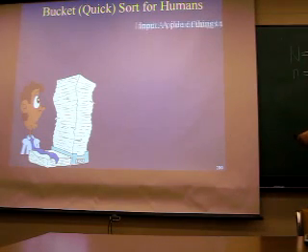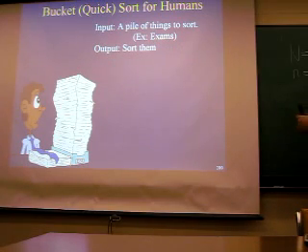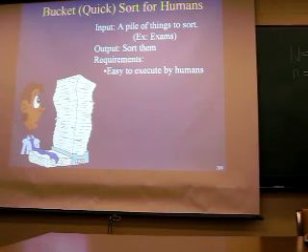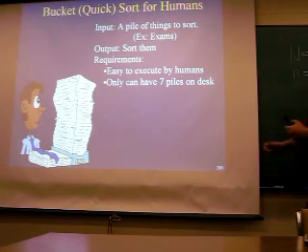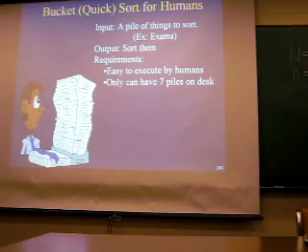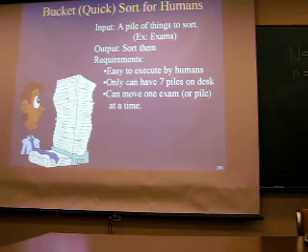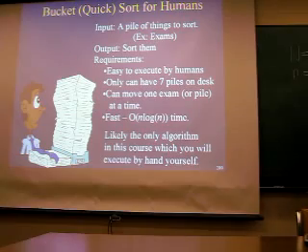So the input is a pile of things to sort, and the output is that you've sorted them. The requirement is that we want it to be easily executed by humans. Let's say that you're only allowed to have 7 piles on your desk at a time, right? My desk is only so big. Actually, I usually do it on the floor anyway. What you can do is look at an exam, take it from one pile and put it in another pile, right? And we want it to run in n log n time. And this is the only one that you probably will ever run yourself.